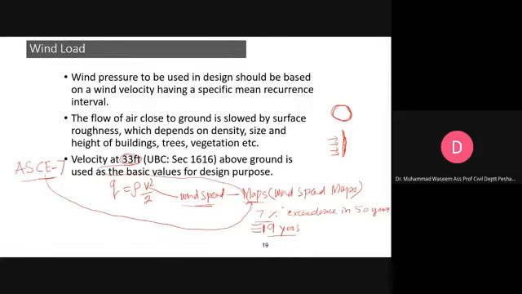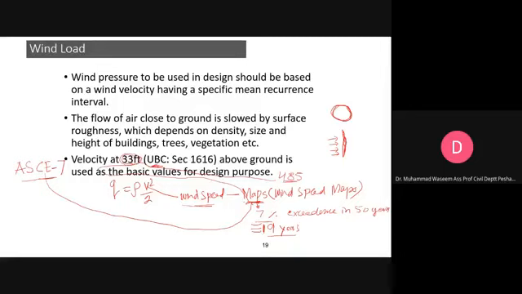The measurement of the velocities was first made at different observatories or meteorological stations. The number of meteorological stations I have seen is 485, and then they used probabilistic theories to develop these maps. These maps correspond to a certain return period, and these velocities have been measured at certain heights. This height is considered as 33 feet. The velocity measurement has been made at 33 feet height, and the same is recommended by the UBC.